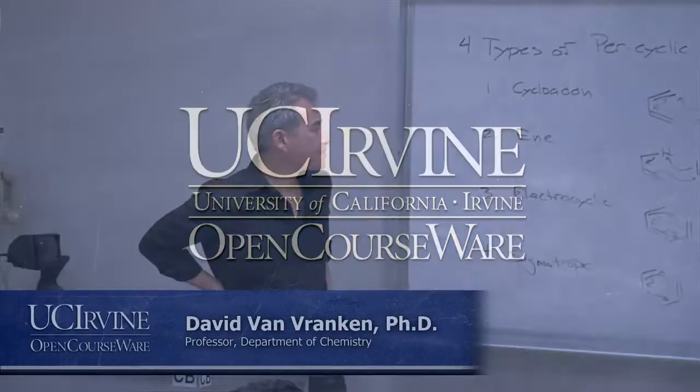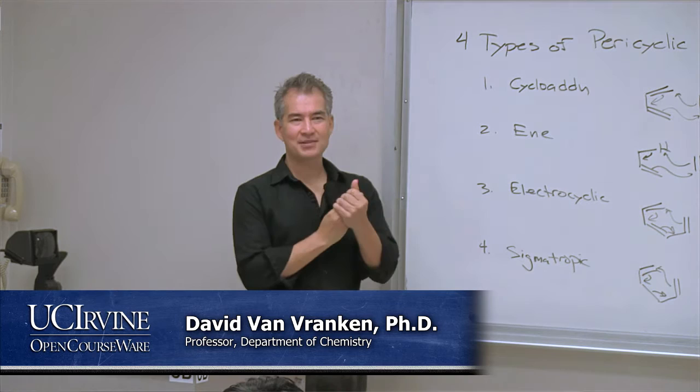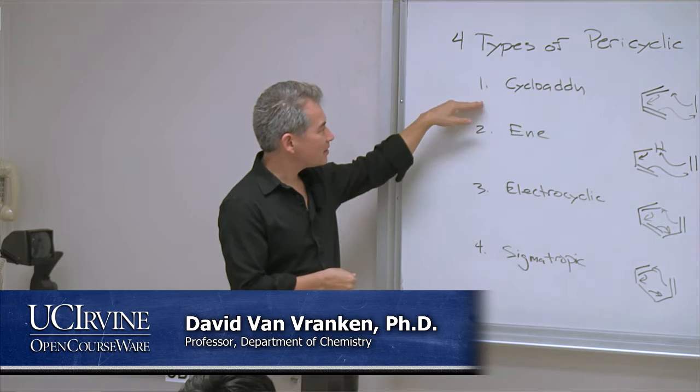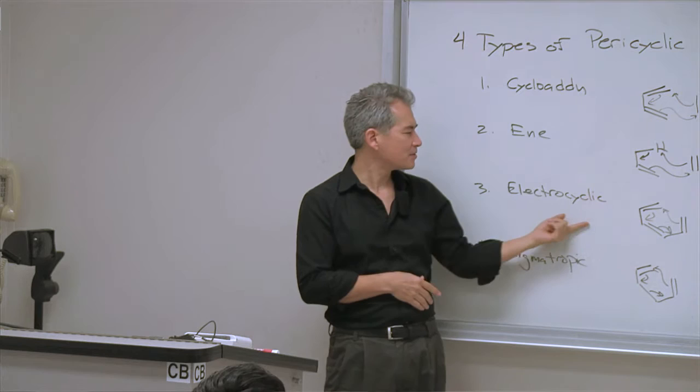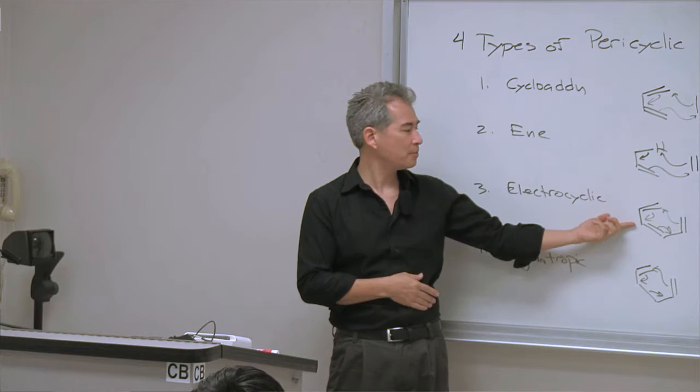Okay, we are still talking about pericyclic reactions, and I just want to give you our roadmap so you can see where we're at. We finished talking about cycloaddition reactions and ene reactions. These are both bimolecular processes where two things have to come together. And now we've started talking about unimolecular processes, intramolecular reactions. So we're almost done talking about electrocyclic reactions. It can be ring closure or ring opening.